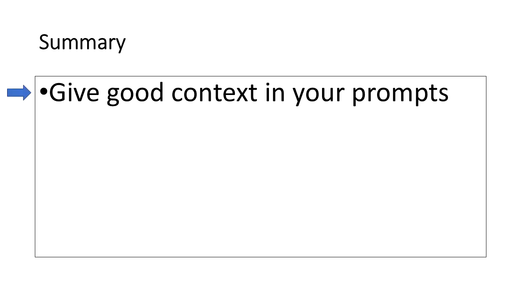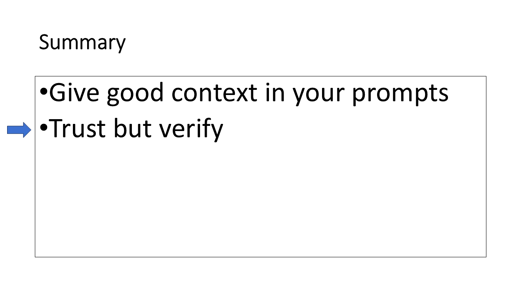So in summary, let's go over a few key takeaways when using AI tools in your patent drafting workflow. First, give good context in your prompts. The more clearly you describe your invention, your goals, and the type of output you want, the better AI can help. Think of it like briefing a junior associate. Vague input leads to vague results. Second, trust but verify. AI can help accelerate patent drafting, but it's not a substitute for human judgment. Remember hallucinations. Always review the output critically, especially when it comes to technical accuracy.